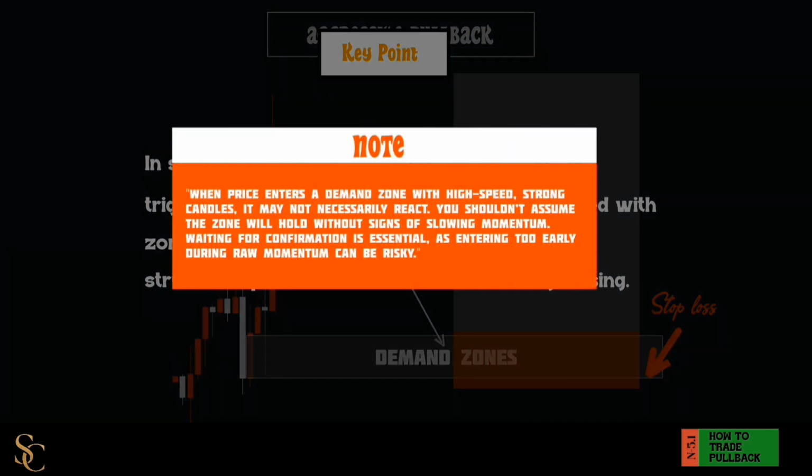Note, when price enters a demand zone with high-speed, strong candles, it may not necessarily react. You shouldn't assume the zone will hold without signs of slowing momentum. Waiting for confirmation is essential, as entering too early during raw momentum can be risky. To avoid getting caught when price rushes into a demand zone with strong momentum, wait for the movement to slow down and show signs of hesitation before entering.